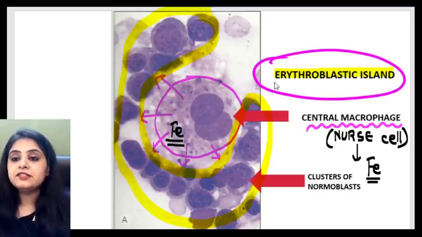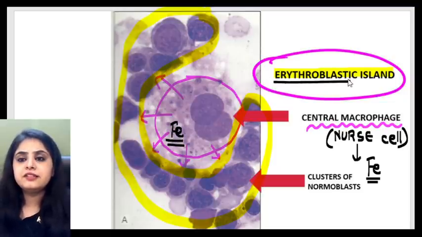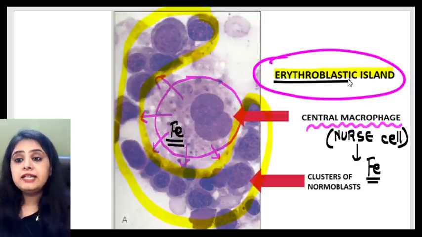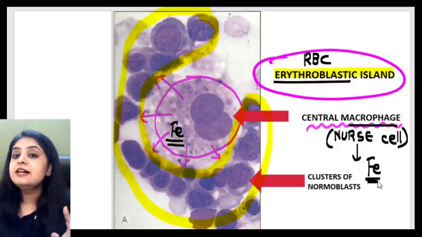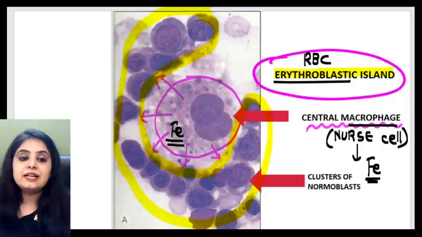So remember, if they ask you which lineage of the red blood cells is present in the form of an island around a macrophage, it's the red blood cell lineage. Why is it around a macrophage? Because it gets its iron from the macrophage. Well, that is the last thing.